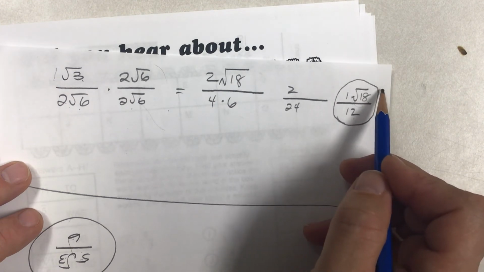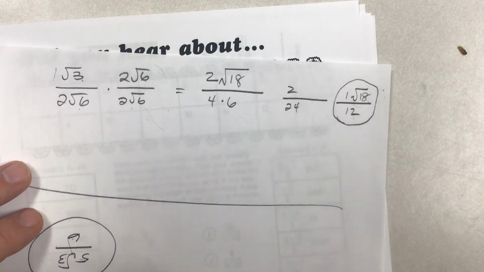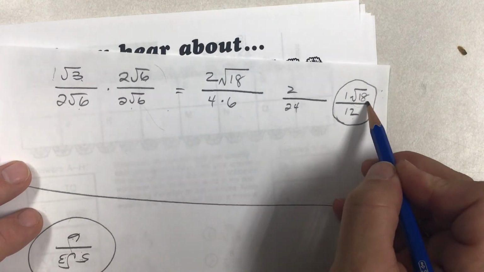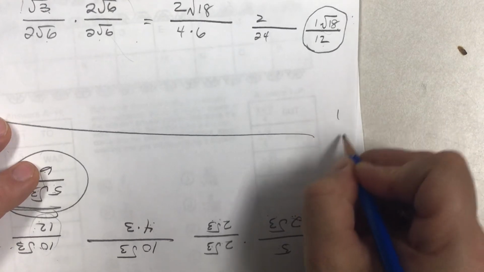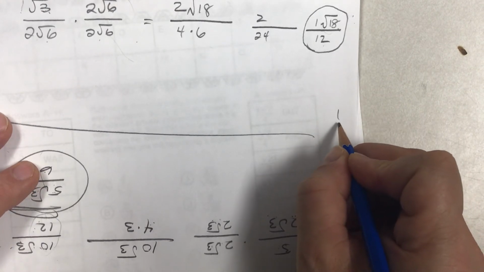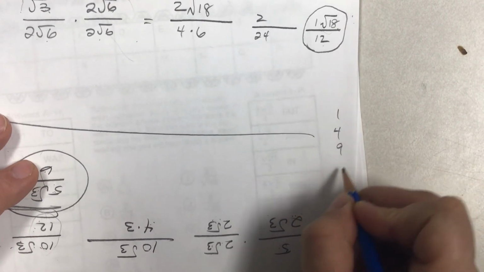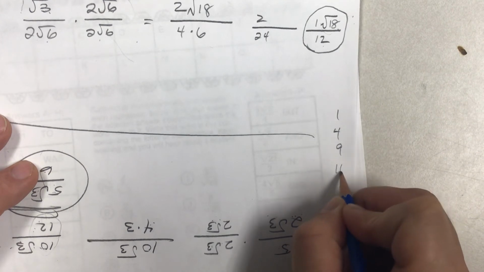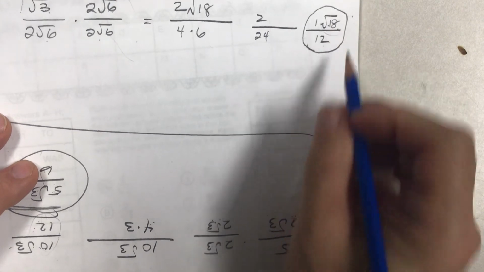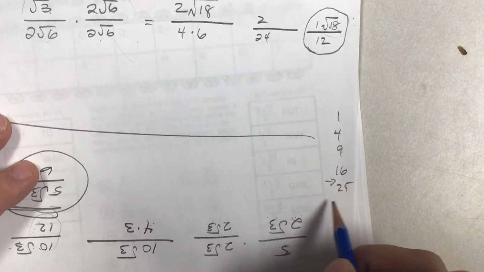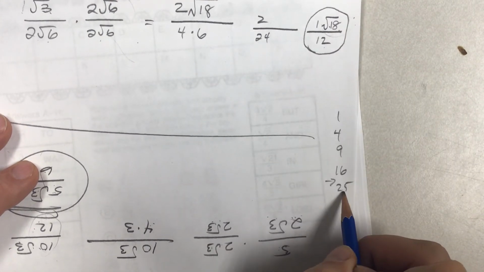Can I break that down? Here's the way that we taught it on Thursday. Are there any magic numbers in 18? And so I'm going to write my magic numbers down the side here. 1 times 1 is 1. 2 times 2 is 4. 3 times 3 is 9. 4 times 4 is 16. And 5 times 5 is 25. So root 18 would fit right in there between 16 and 25.